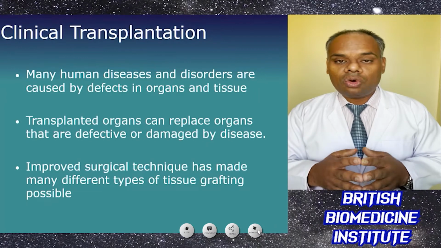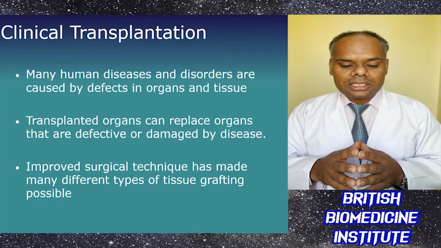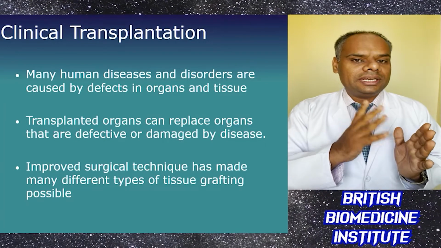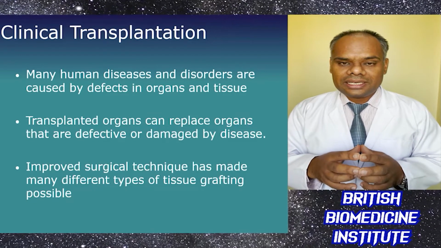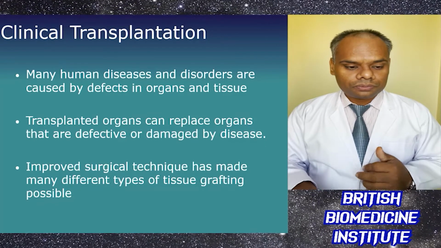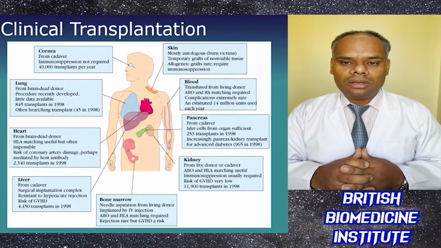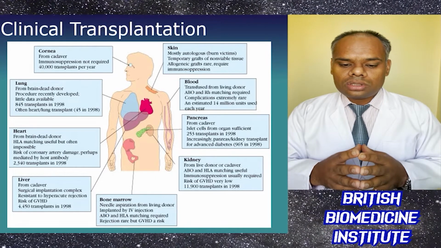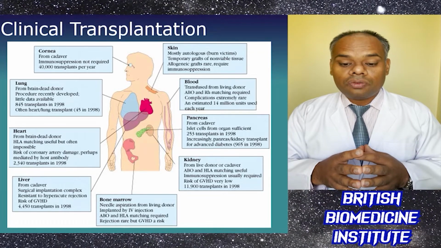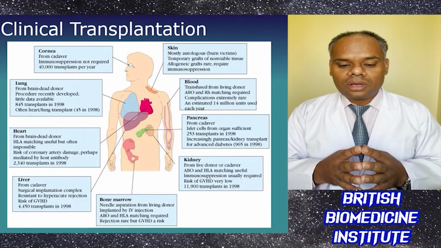Many human diseases or disorders are caused by defects in organs or tissues. The transplanted organ can replace organs that are defective or damaged by a disease. Improved surgical techniques have made many different types of tissue grafting possible. This is a clinical picture of a transplantation where we can get the transplantation for our skin. Mostly autologous. If there is a burn victim, there can be temporary grafts of non-viable tissues. Allogenic grafts are again rare or require immunosuppression.